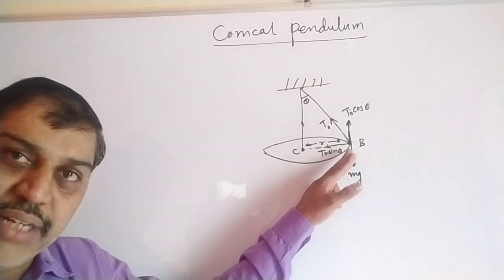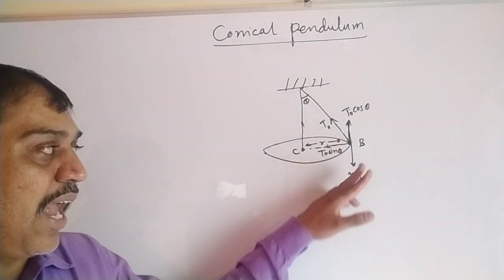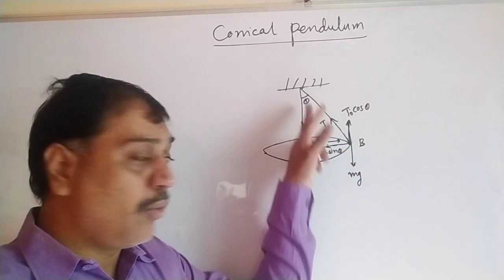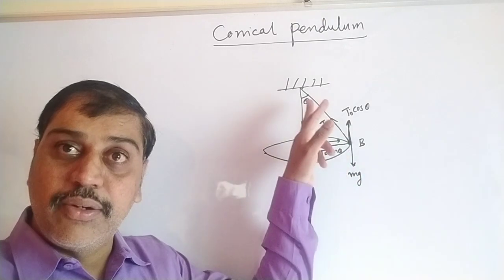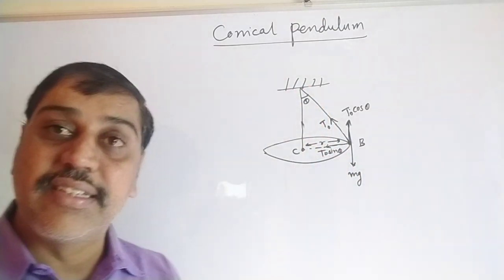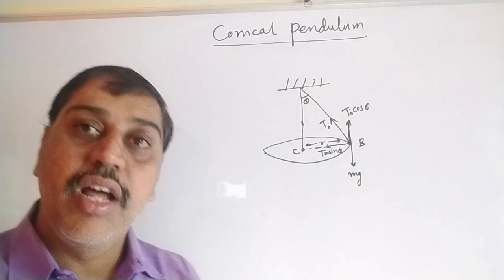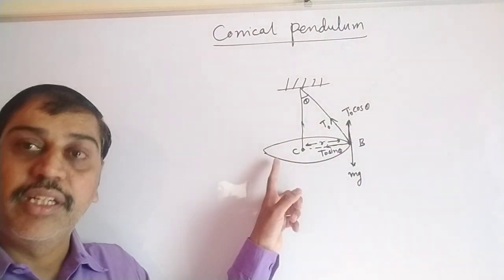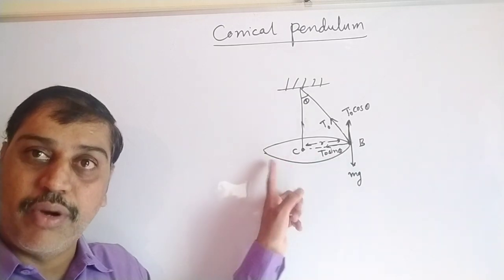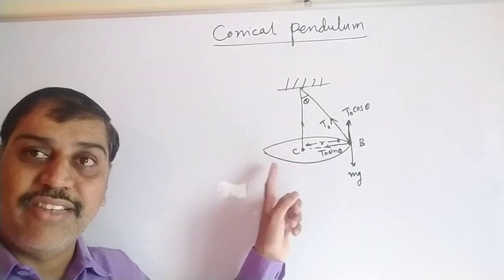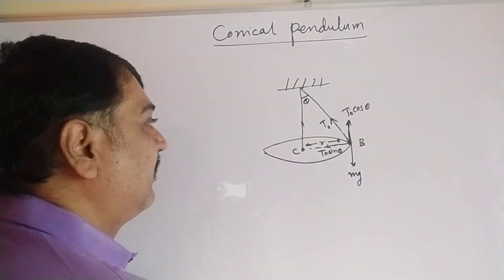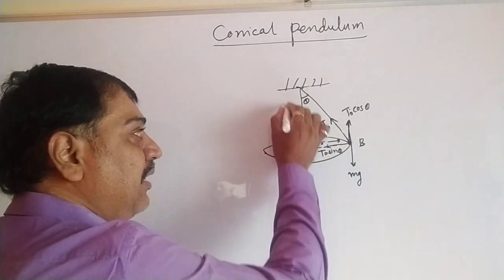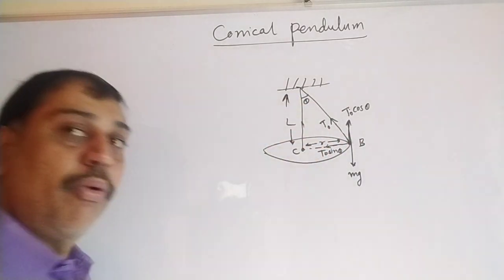Now in this conical pendulum, suppose at one instant the particle comes at point B. What are the forces acting on it? We did the same thing initially also. The first force acts due to the mass, mg, in the downward direction, and the second force is T0, the tension in the string, directed toward the rigid support. C is the center of the horizontal circular path in which the bob is moving. The length of the pendulum, from the rigid support to the bob, is capital L. That is said to be the length of the conical pendulum.